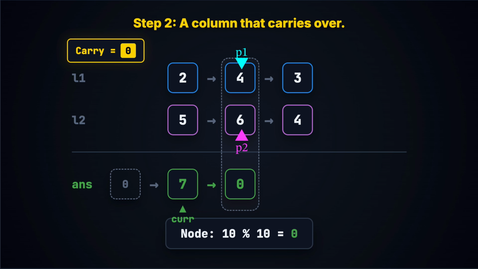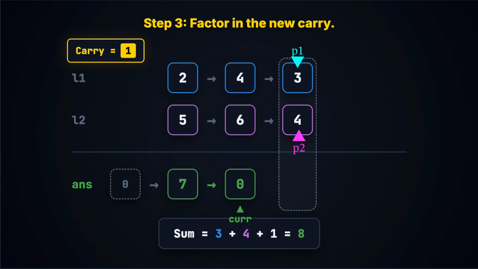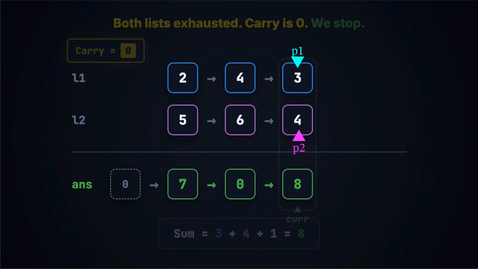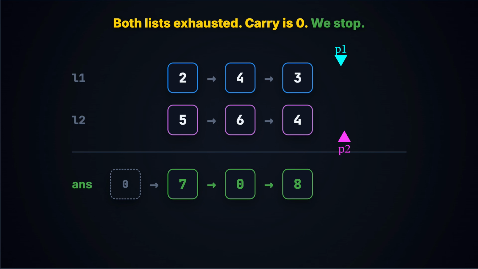Sum modulo 10 gives us 0 for our new node, and sum divided by 10 updates our carry to 1. Pointers move to the last digits 3 and 4. 3 plus 4 plus our carry of 1 is 8. We place the digit 8 and our new carry is 0. Both lists are now exhausted and carry is 0, so we stop.